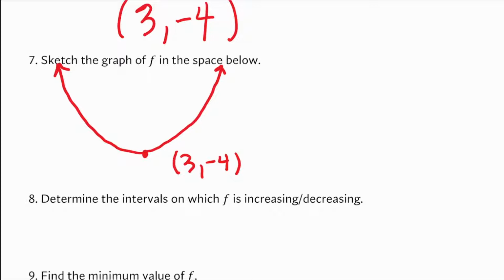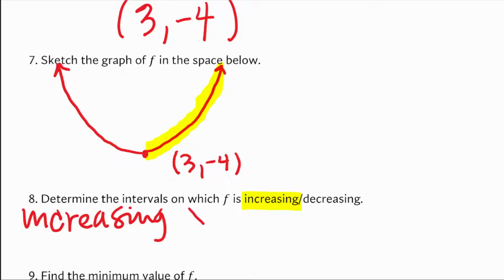Determine the intervals on which f is increasing and decreasing. All right, increasing is where it's got a positive slope, or where as I move left to right, the graph is moving up. So I'm going to say increasing when x is greater than 3. And decreasing will be where the graph has a negative slope, or where as I move left to right, the graph is going down. And so that will be when x is less than 3.